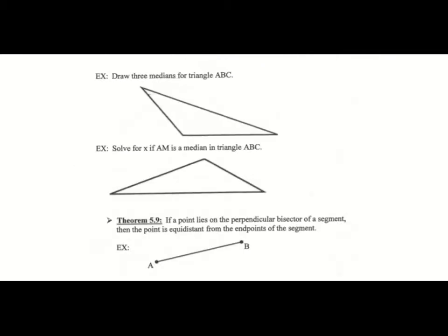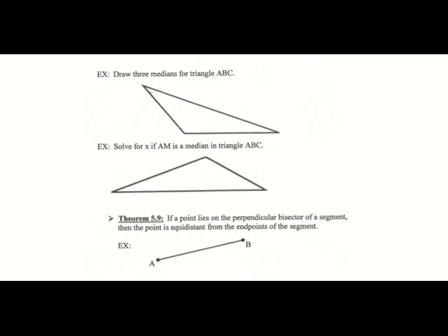So now that we know what a median is, this example is asking us to draw 3 different medians for the triangle ABC. So these are our points A, B, and C. For my first median, I'm going to start at point A, and I want to go to the midpoint of my opposite side, which would be right about here. I'm going to connect those 2 lines. For my second median, I'm going to start at point B. I want to go to the midpoint of this side, which is about right there.